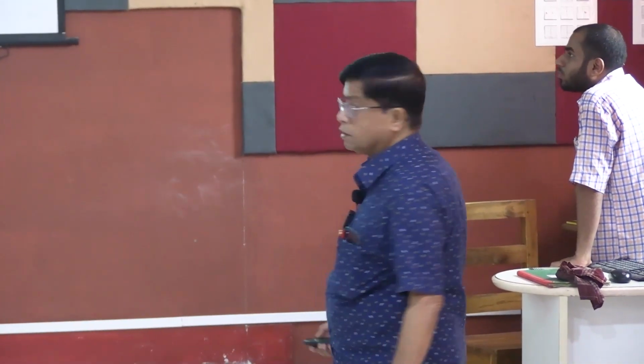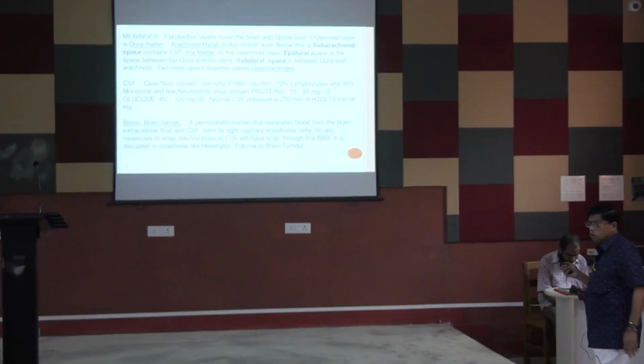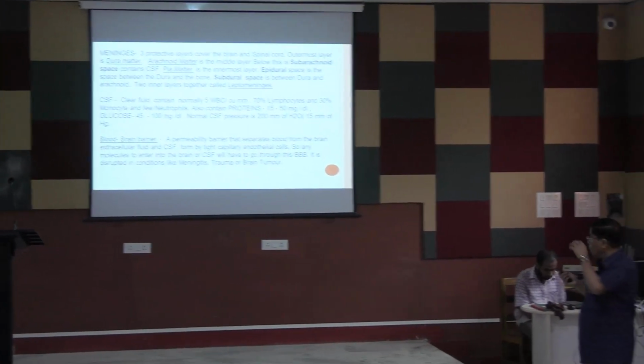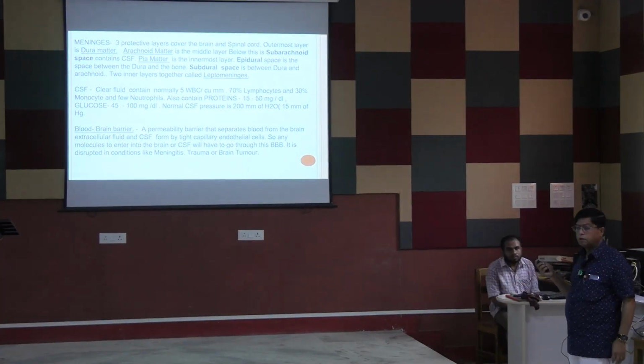You know in your anatomy classes that the meninges has three layers. The meninges protects the brain from outside trauma. So there are three protective layers in the brain, and this also covers the spinal cord. The outermost layer is the dura mater.